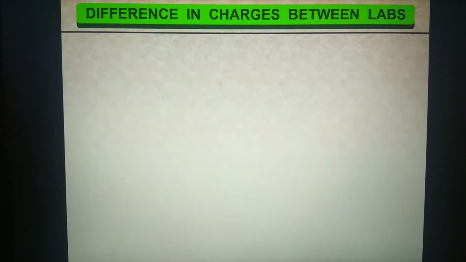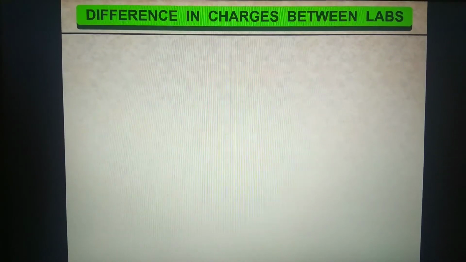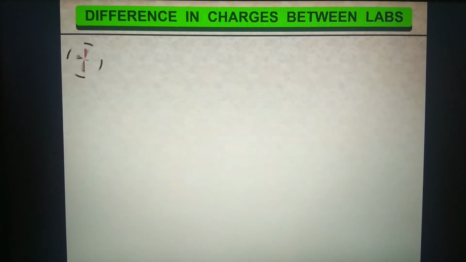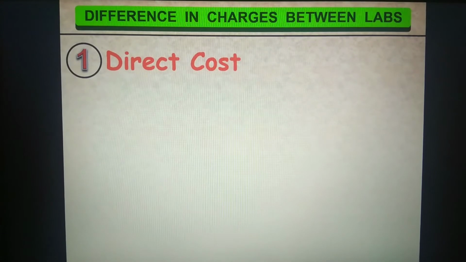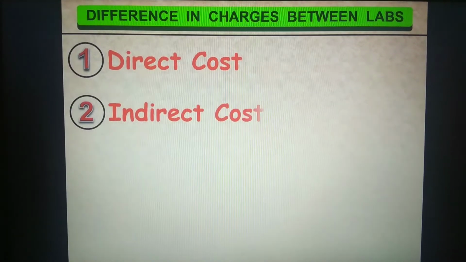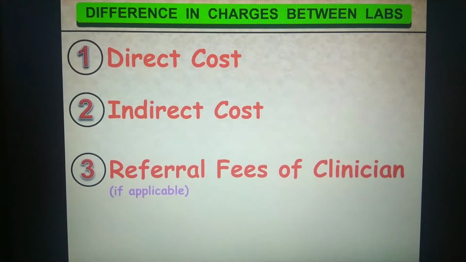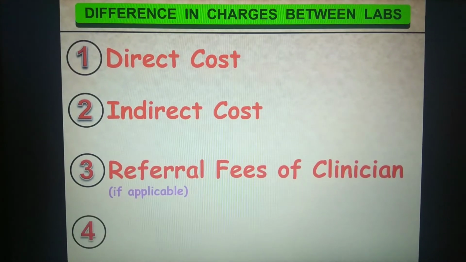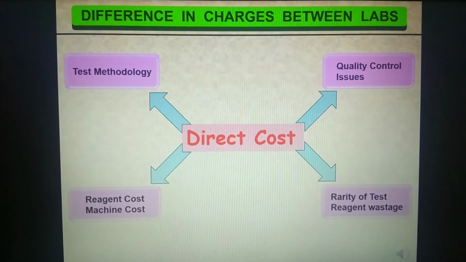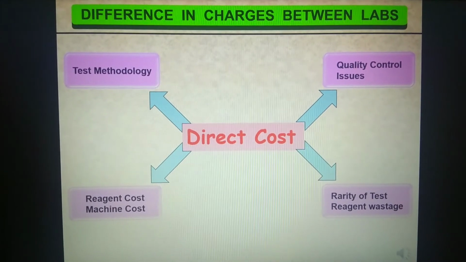4 factors mainly influence charges of lab tests between the different labs. First is direct cost for doing the test. Second, indirect cost for doing the test. Third, referral fees of clinician if applicable. And fourth, cross subsidy. Direct cost depends upon the test methodology.